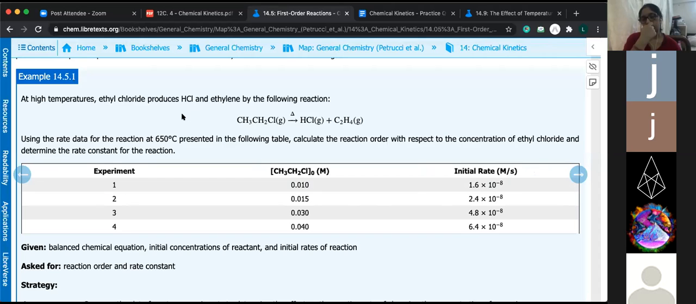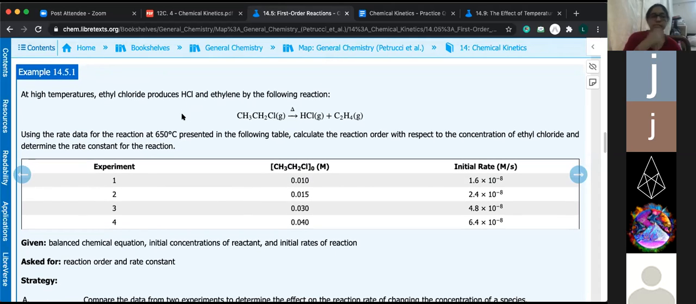Okay. So can you guys see this page here? Example 14.5.1. This is an external textbook that I found. It's got good problems, good explanation. All right. So at high temperatures, ethyl chloride produces HCl and ethylene by the following reaction. So basically elimination, dehydrohalogenation is happening. Using the rate data for the reaction at 650 degrees Celsius presented in this table, calculate the reaction order with respect to concentration of ethyl chloride and determine the rate constant.